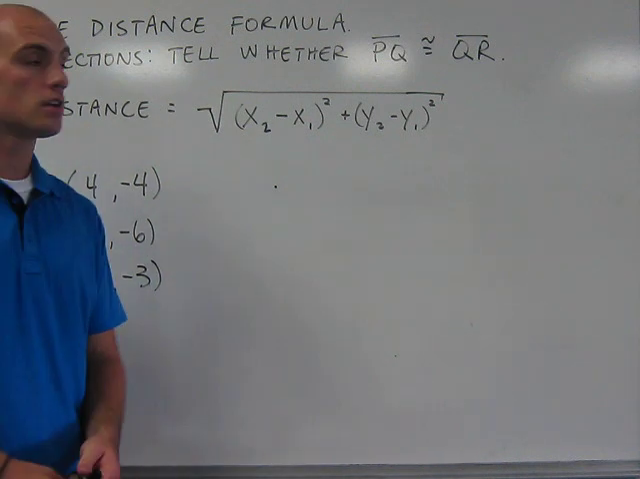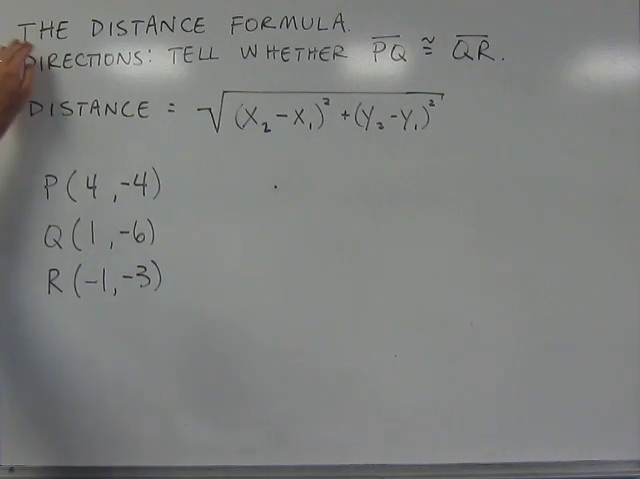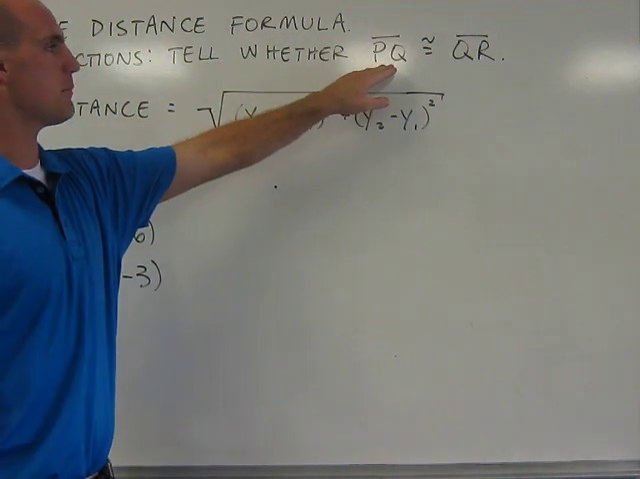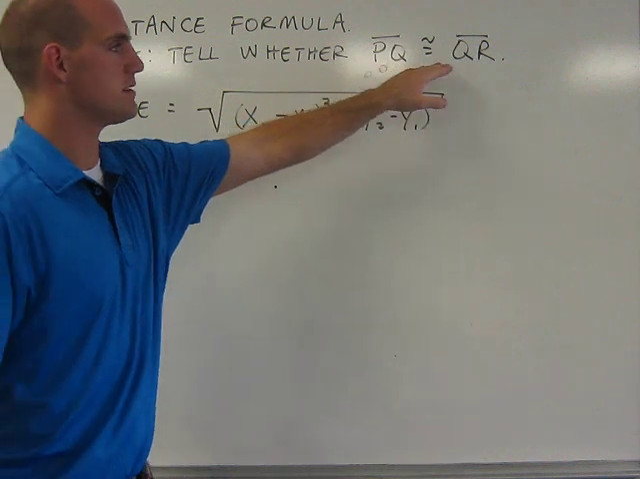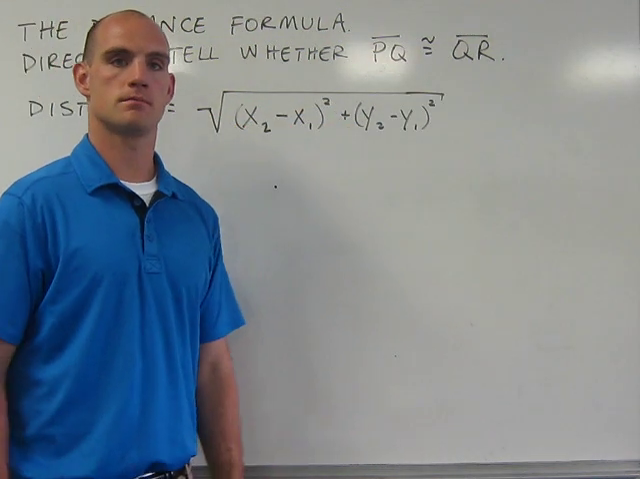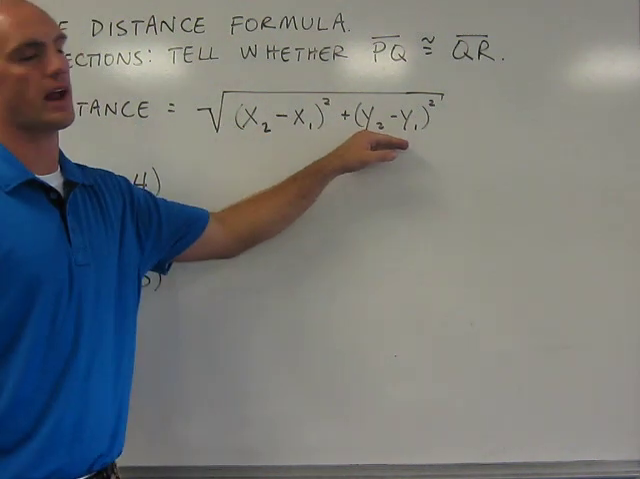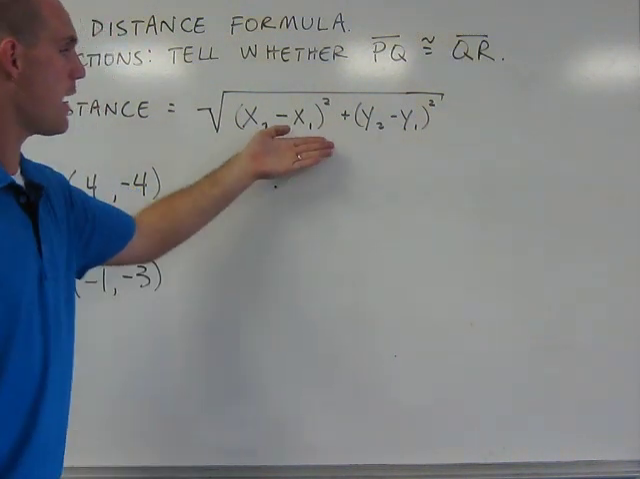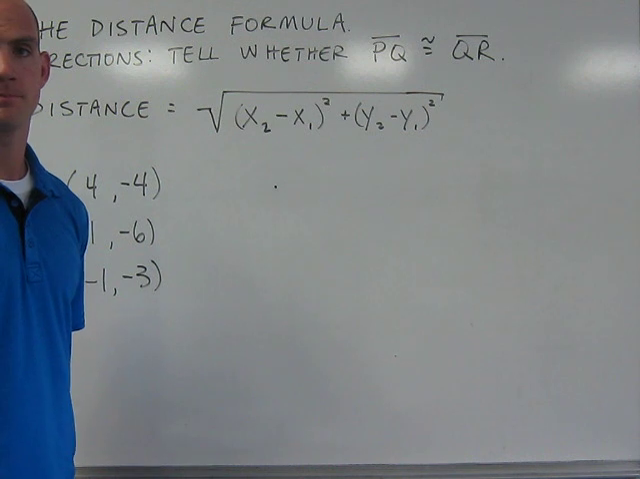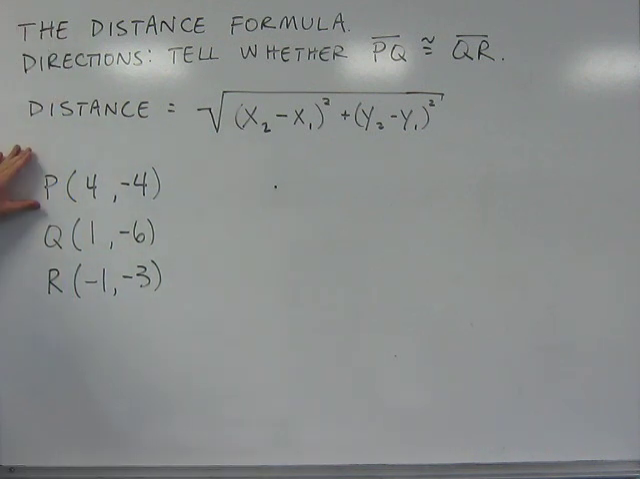In this example, we're going to be using the distance formula to tell whether segment PQ is congruent to segment QR. It's a good idea to write down the distance formula beforehand on your paper so that you have it for referencing. The first segment we're going to find the length of has to do with P and Q, segment PQ.